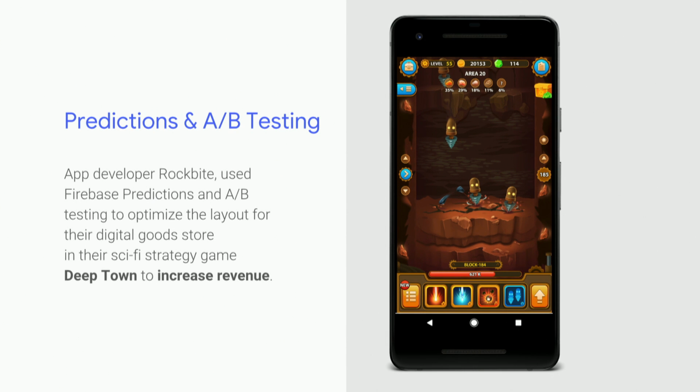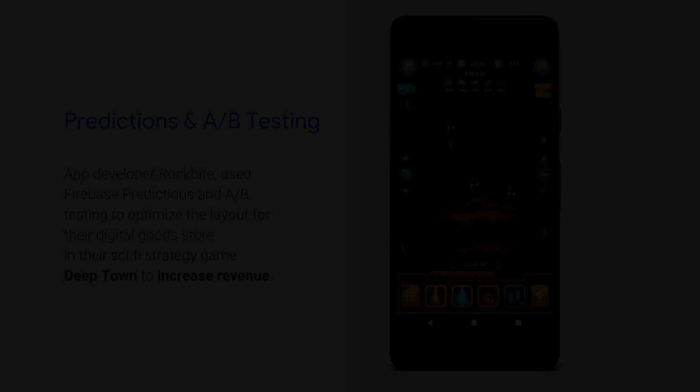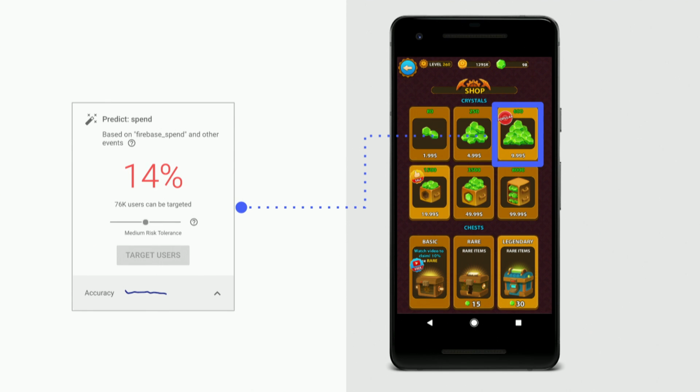In the past, they used a lot of different strategies to try to optimize the revenue, but they struggled because nothing seemed to be conclusive for them in their experiments. So they decided to use Firebase predictions and A/B testing to optimize the layout for their digital goods store in DeepTown. And here's what they did. Based on the prediction of users to spend, so if a user was likely to spend as predicted by Firebase predictions, they actually changed the experience to show crystals, which you can buy with real money, at the top of their shop.